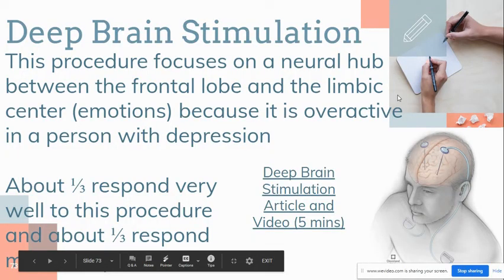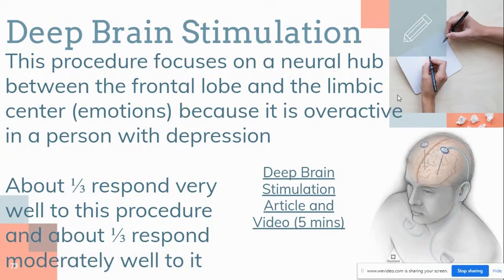And then you've got deep brain stimulation, which they call, in the video that I linked here, a pacemaker for your brain. People get pacemakers attached to their chest or heart to keep their heart beating regularly and not irregularly. It's kind of like that for your brain. It goes down to where the frontal lobe meets the limbic system, because that's where our emotions are housed, and it helps with that. About a third of people respond very well, and about a third respond moderately well. So it's got about a 2/3 success rate.